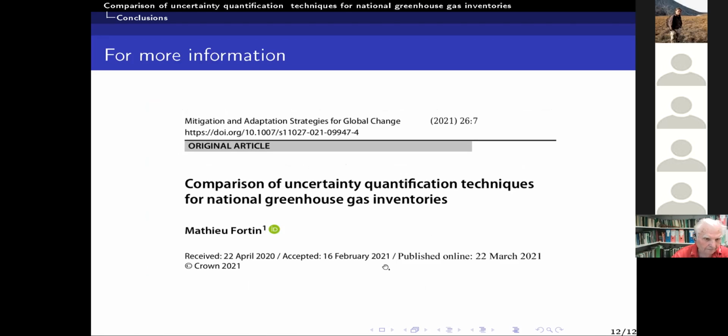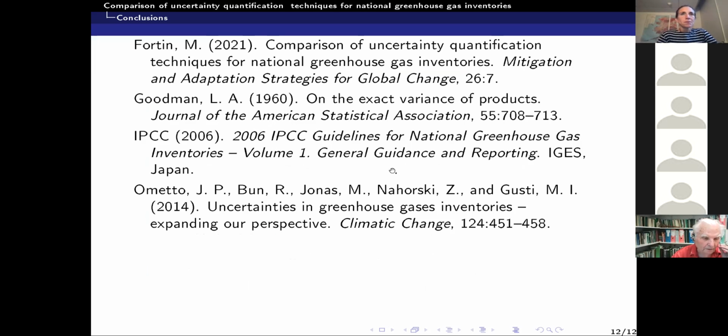This was published a few months ago in Mitigation and Adaptation Strategies for Global Change, and there's an R package that implements those estimators. If you want to use them, just get in touch with me or find the publication in this journal, and you will get the URL to the R package. So thank you for your attention.